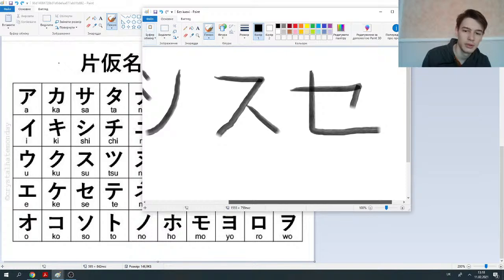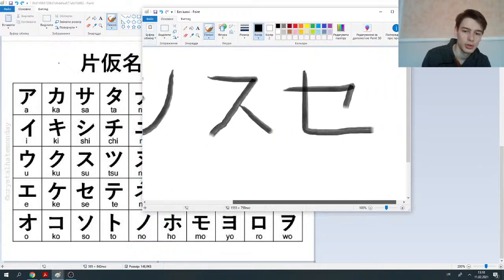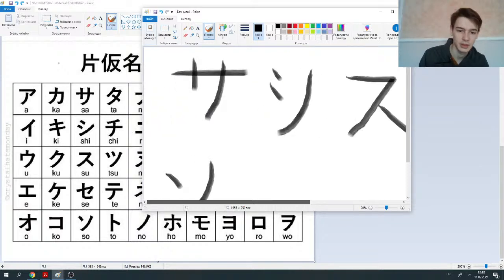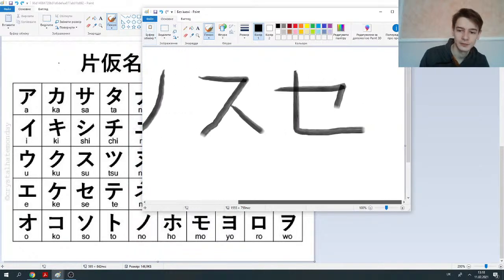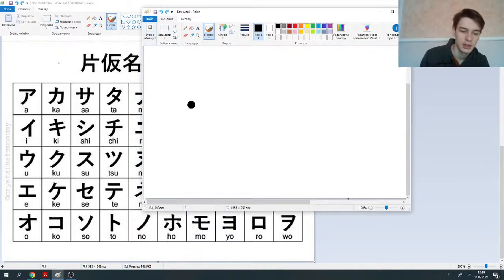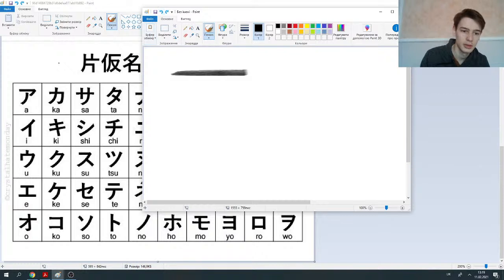So let's have a look. Yeah. Like this, an angle over here, but I think it's not a big deal. Sa, she, su, sa, so. I won't write by hand mostly. I think it doesn't really matter for me to write like that. Nice. I will mostly read and maybe type using a smartphone or keyboard, so I don't need to be perfect in that.